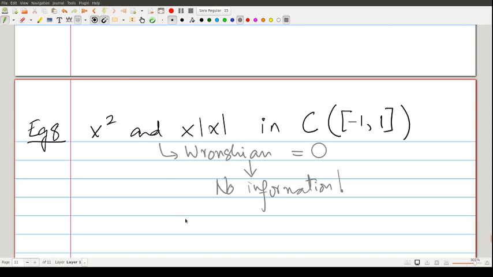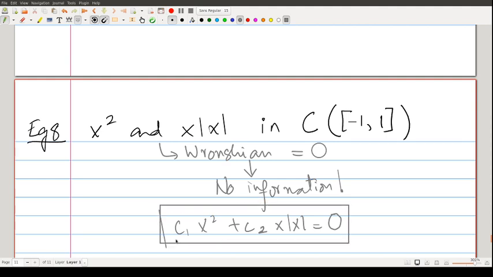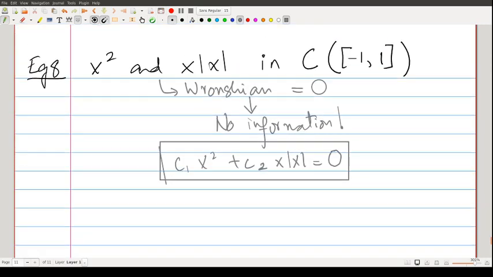So you will have to solve c1 x squared plus c2 x absolute value of x equals 0. You'll have to figure out what the solutions of this equation are. Okay, and I will stop at this point.